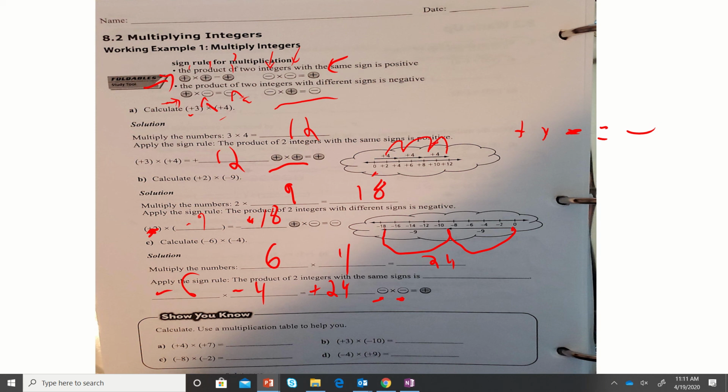Now for the show you knows, we have some very simple ones. We have 4 times 7 is 28, and we have two positive integers, so it's going to be plus 28. The next one, we have 3 times negative 10. We have two different types of integers, so it's going to be negative 30. The next one, C, we have negative 8 times negative 2. We have two integers that are the same, so this is going to be positive 16. And finally, we have a negative and a positive, and 9 times 4 is 36, and it's going to be a negative.